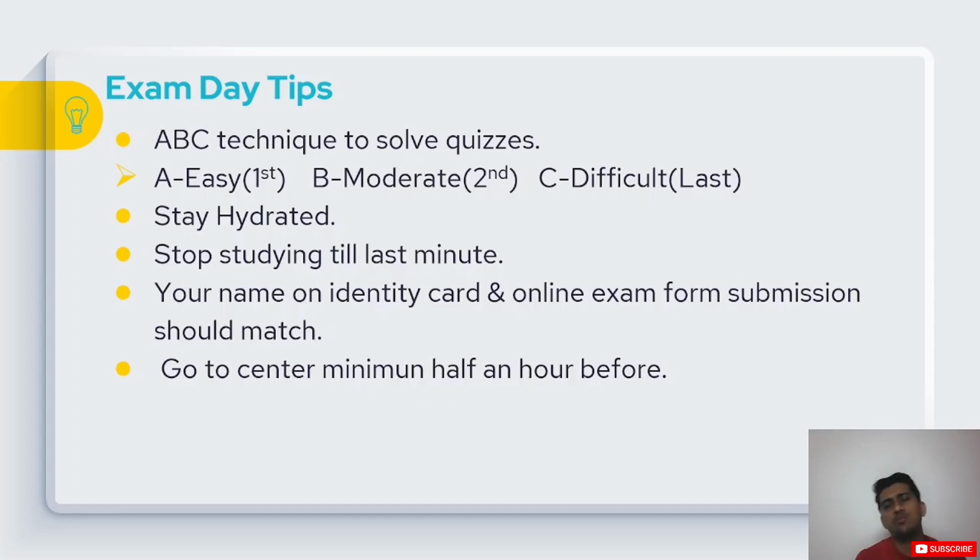First is A type of questions, which are easy; second is moderate, and C is difficult. Easy: just by seeing it, you know the answer. Moderate are the ones where, if you think a little bit or solve it, you can get the answer. In the C category, you don't know, you have not much idea about it, and you're not sure whether you're able to solve it or not.